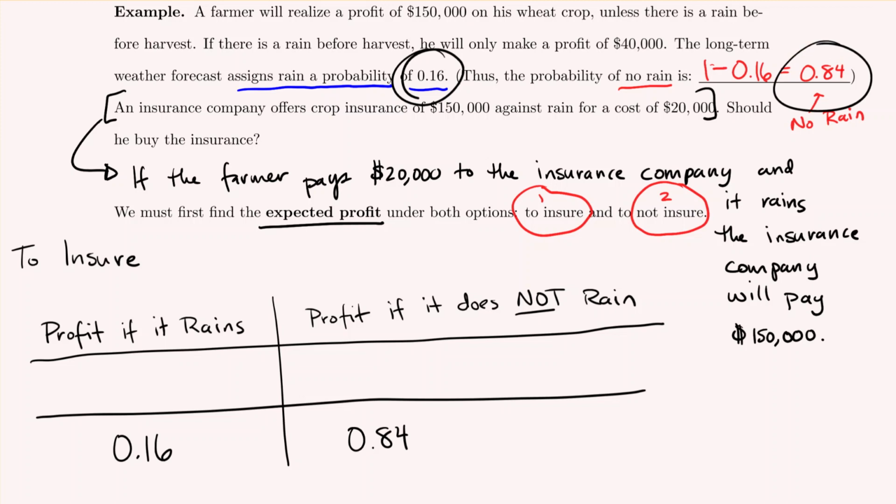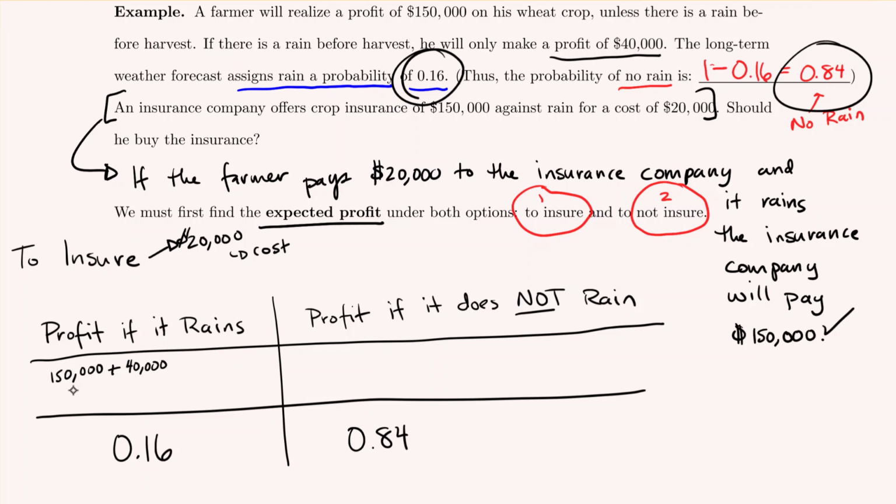Now let's keep in mind profit is revenue minus cost. So in this case that we've already paid the $20,000 in insurance, that's going to be our cost, because that was paid up front. If it rains, the insurance company will pay the $150,000, and we still have a crop to sell. However, since it rained, we could only sell it for $40,000. So we get the payment from the insurance, plus the profit from selling the crop at a reduced price.